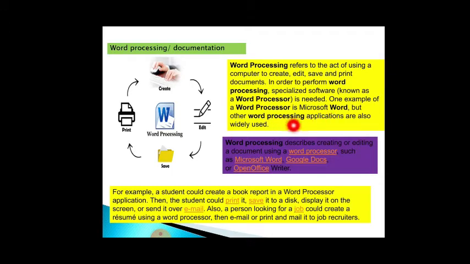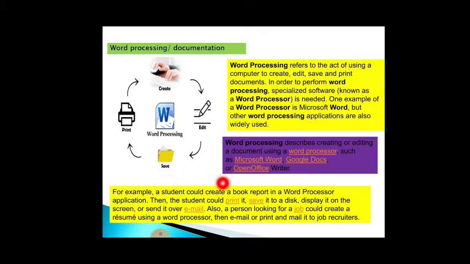Other word processing applications are also widely used, but we are going to deal here with Microsoft Word. Right now we are going to discuss the word processor, that is Microsoft Word, which is software from Microsoft Office. Word processing describes creating or editing a document using a word processor such as Microsoft Word, Google Docs or OpenOffice Writer. These are some of the other word processors.